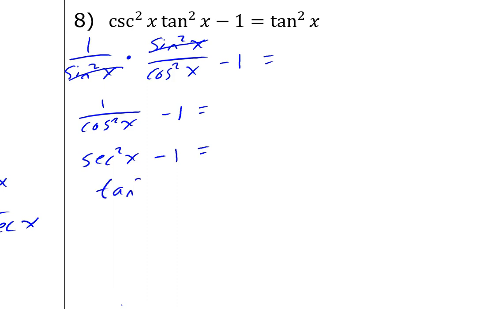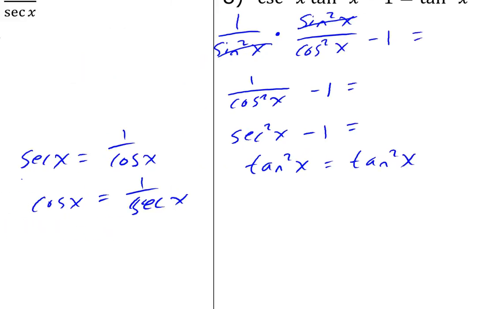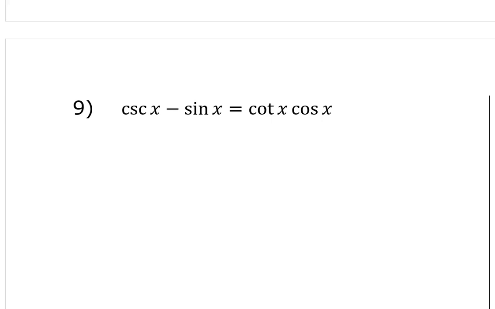So there you go. Tangent squared x equals, I'll just drop this down. And there we've done it. Once again, we've proven the identity. Alright, let's keep going.